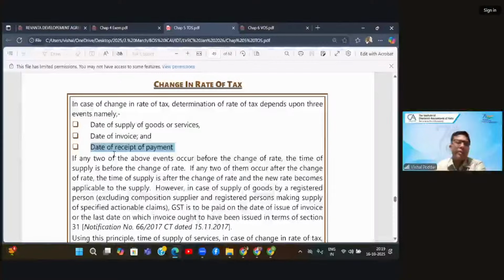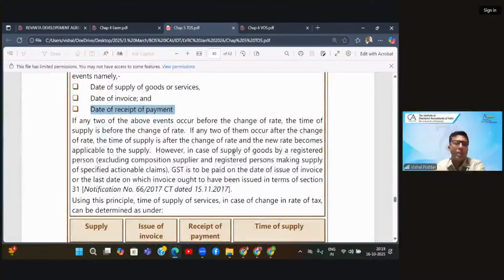Now here, again, there is a clarification. As we know, in case of supply of goods by a registered person, GST is to be paid only out of these three on two dates. That is the date of actual supply and the date of invoice. So in such cases, for goods, we will not see the third date. So in case of goods, if the supply of goods happens before the change in rate, you pay tax at the old rate. If the supply of goods happens after change in rate, you pay the tax at new rate. So for goods, you have to see only two dates, but for service, you have to see three dates.